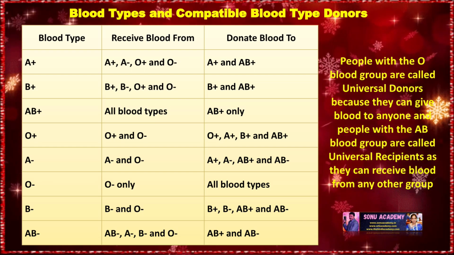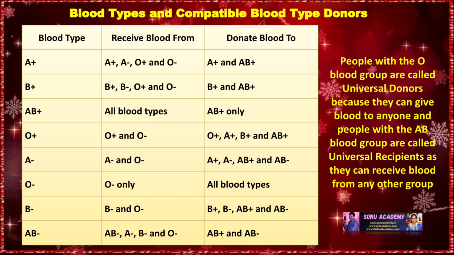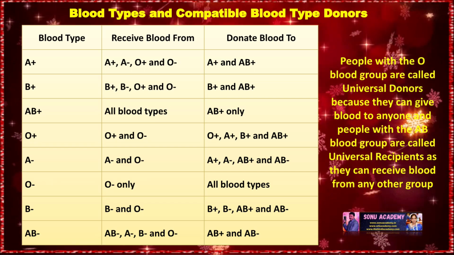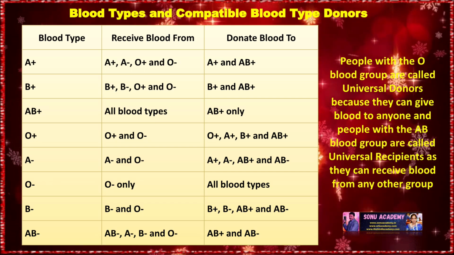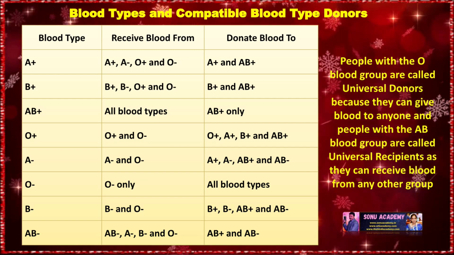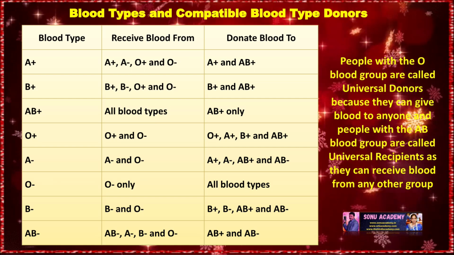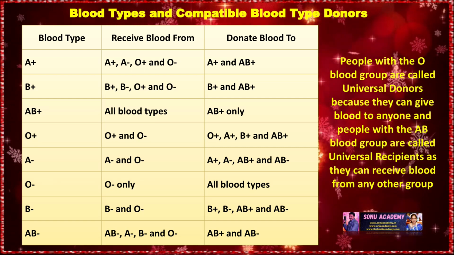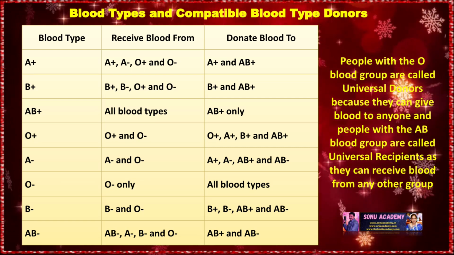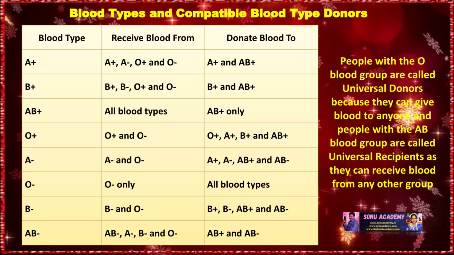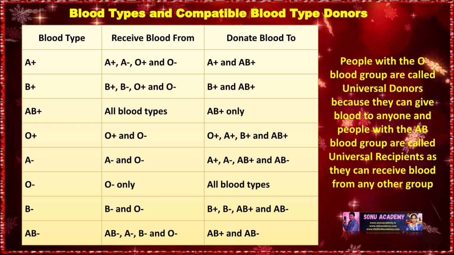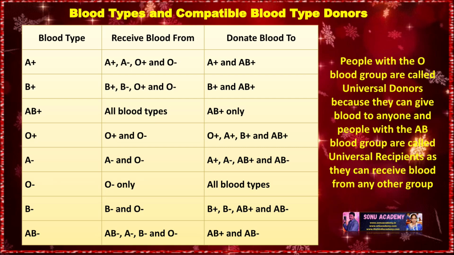Blood group AB positive can receive blood from all types of blood groups and can donate their blood only to AB positive people. Blood group O positive. Blood group O positive people can receive blood from O positive and O negative, and they can donate blood to O positive, A positive, B positive and AB positive.